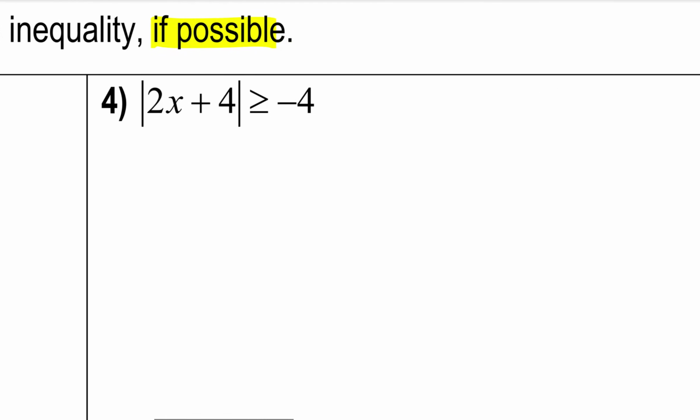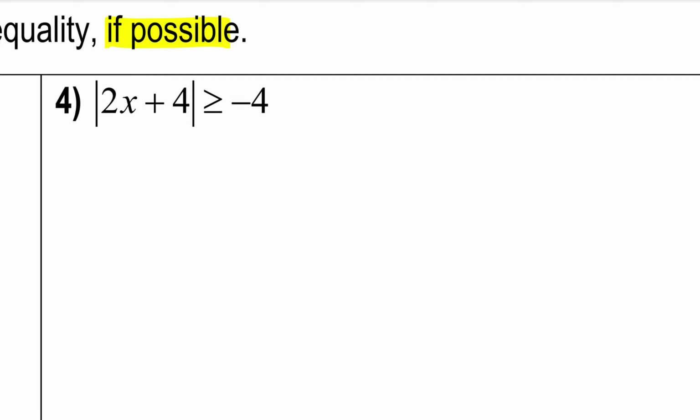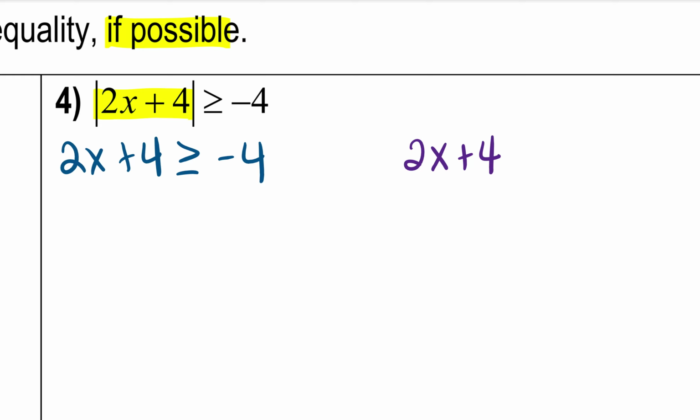Alright, last one over here is 4. Notice I have my absolute value already there by itself. And I'm greater than a negative, which is fine because you can be 0 or higher, so that's okay. Not a problem. Since our absolute value is by itself already, I'm going to go ahead and split it up. 2x plus 4 greater than or equal to negative 4. And 2x plus 4 is less than or equal to positive 4. Remember, you got to change both the inequality and the sign.